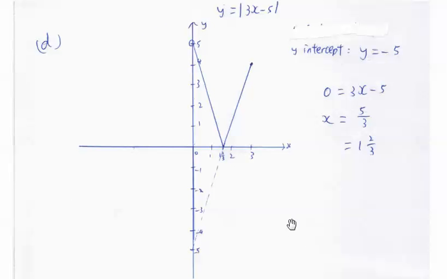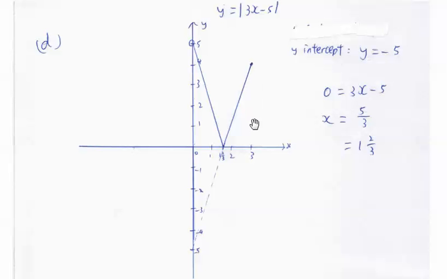For part D, y equals modulus of 3x minus 5 again. We'll find our x and y intercepts without the modulus sign first. And for all the negative y region, we will reflect it about the x-axis and put it over to the positive range of the y-axis. So we find that the y-intercept without the modulus sign would be negative 5, and the x-intercept would be 1 and 2/3.